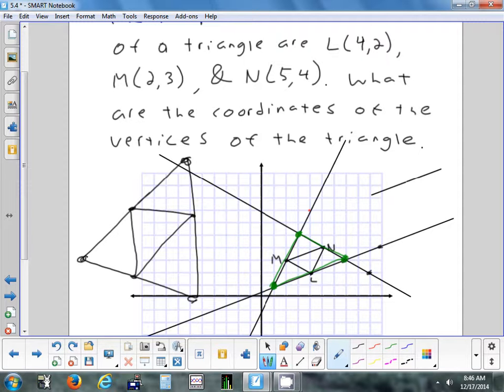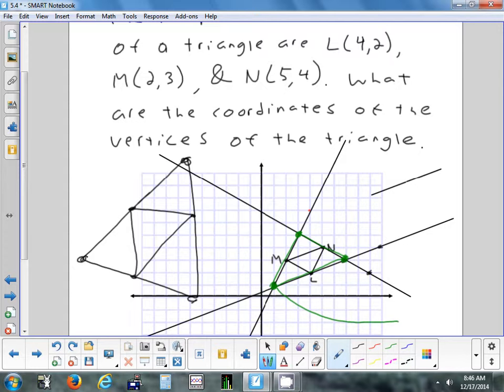Okay, so I might ask you to do something like that on a test. It could be a problem similar to this. We didn't quite discuss exactly how to do it, but if you understand the idea of mid-segments and drawing in the lines, you can figure it out. So let's write our coordinates.